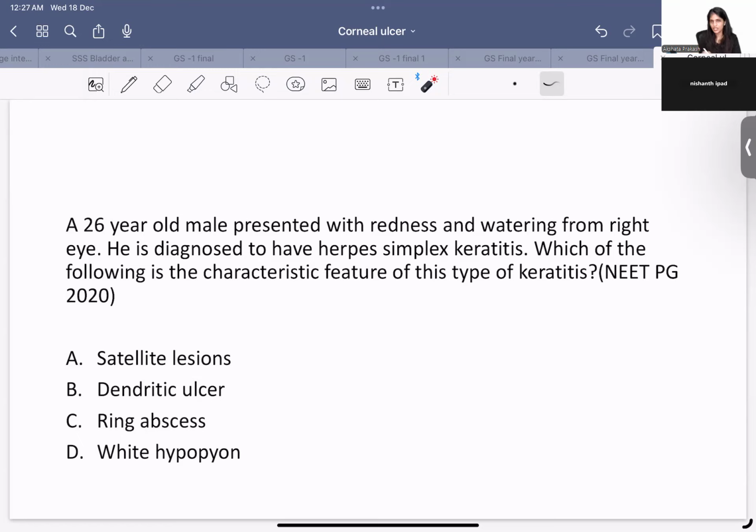We'll just discuss the other options. Satellite lesions are seen in your fungal corneal ulcer. Ring abscess, they just mean to say it's an abscess, but it is not. It is an immune ring that is seen in your fungal corneal ulcer. White hypopyon: hypopyon has to be white or dirty yellow in color, mostly. Nothing is specific.